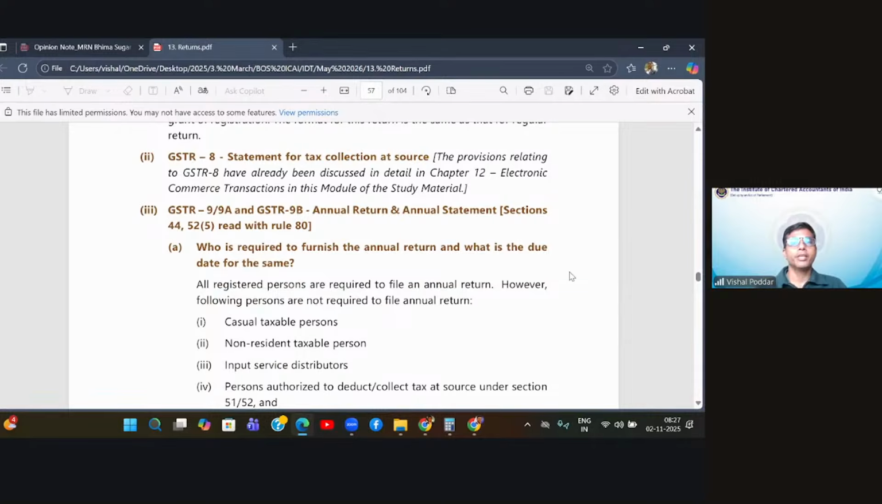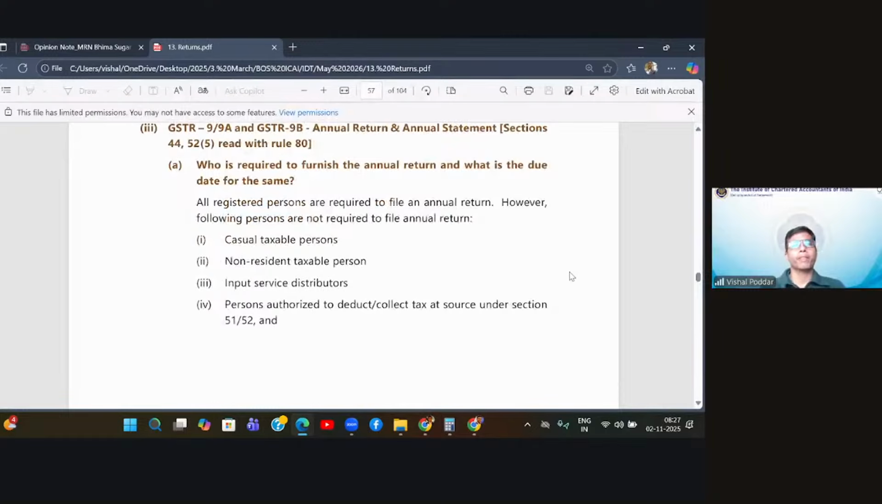Next, TCS. TCS details you would have studied in the chapter on electronic commerce transaction. Now coming to annual returns. Geet is having a question: will ITC on goods and services purchased from the effective date of registration to the grant of registration be allowed to a new registrant? Yes. That is the importance of giving you a backdated effective date of registration.